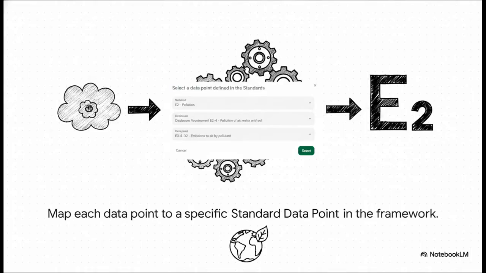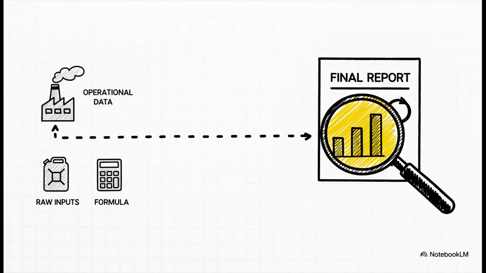And inside the system, doing this is incredibly straightforward. You just take a data point that you've created, in this case a metric for air pollution, and you map it directly to the official standard data point from the CSRD framework. Here you can see it's being linked right to ESRS E2, specifically Disclosure Requirement E2-4. It's that direct.